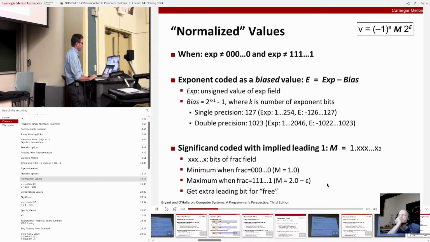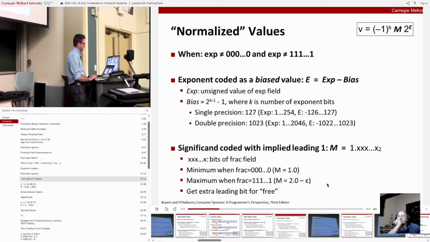So for single precision, we have 8 exponent bits. So 2 to the 8 minus 1 is 2 to the 7th, which is 128. Minus 1 is 127. So the bias for single precision is 127. And similarly for double precision, it's 1023.